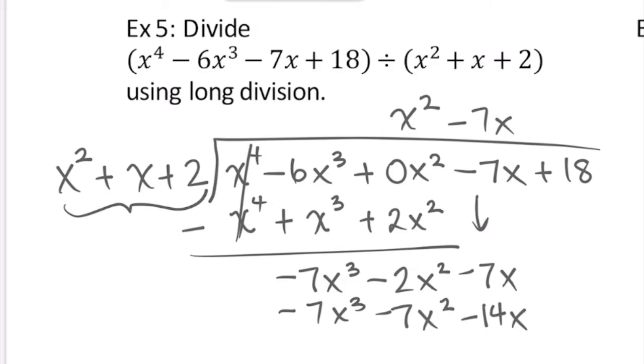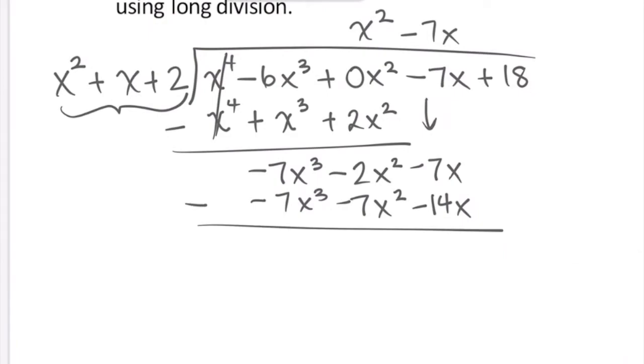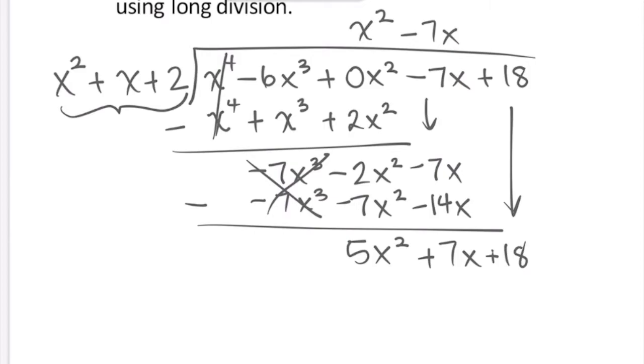Now we subtract. These go away. We end up with negative 2x squared minus a negative 7x. Be careful there. This becomes a positive 5x squared. And then negative 7x minus a negative 14 becomes a plus 7x. And finally, we can drop our 18, so plus 18. And now, x squared times what gives you 5x squared? Hopefully you're saying it's 5.